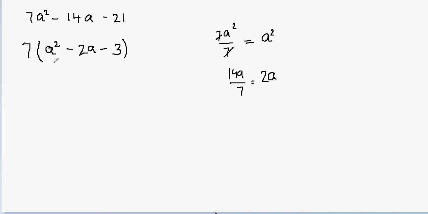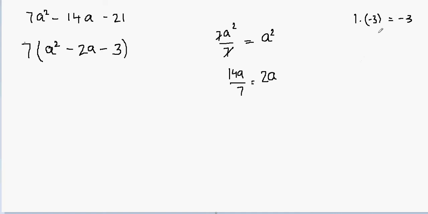So what we have to do is solve it by the AC method. That means you multiply the coefficient of the x squared, or in this case we just have the variable a squared, so the coefficient of a squared, and then the constant term. So what is the coefficient of a squared? It's 1. So we'll multiply 1 times the constant term, negative 3. Make sure that you include the sign as well. So 1 times negative 3 will give me negative 3.